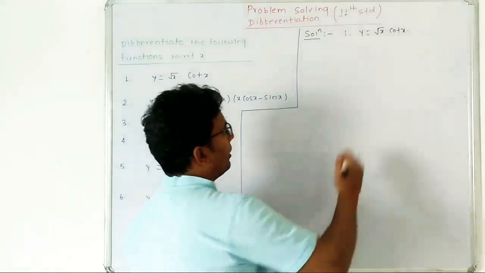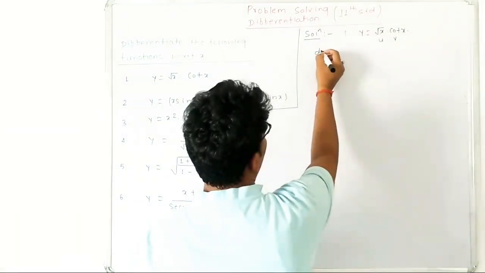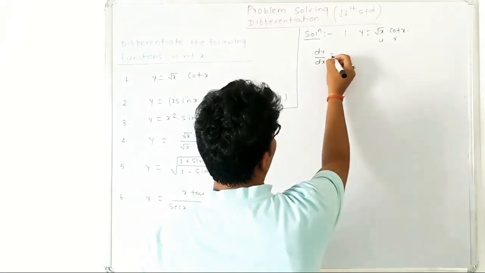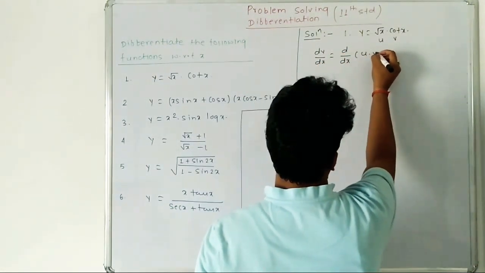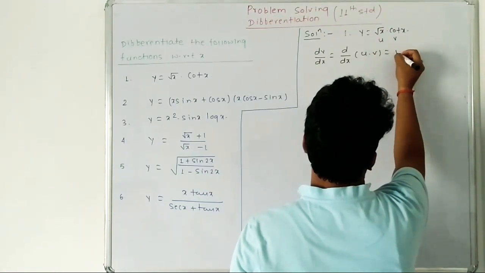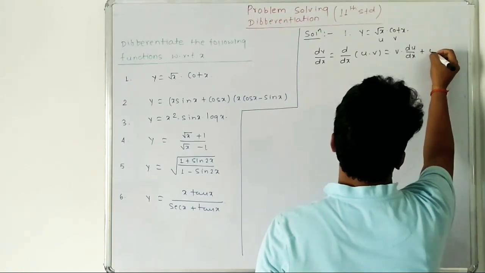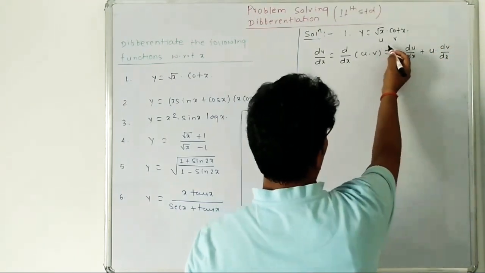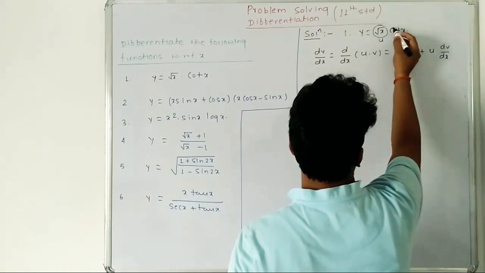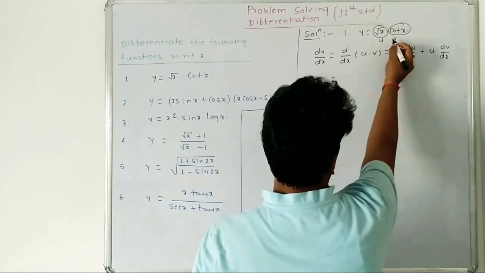in this question, first of all, name them as u and v, right? Now dy by dx, how can you write dy by dx? It is d by dx of u into v, that is v into derivative of u and plus u into derivative of v, right? Now put the function. What is u? U is root x and what is v? V is cot x. So this is equals to what? V is cot x.